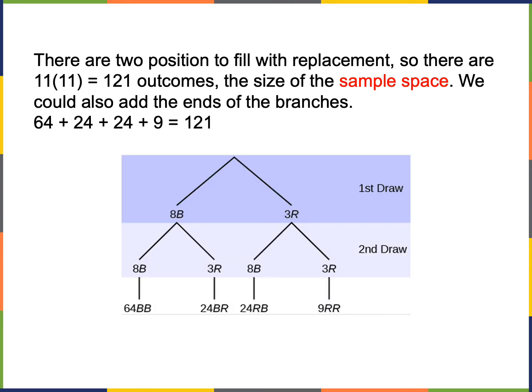Here, there are 2 positions to fill with replacement. So going back to this, how many possible outcomes do I have? I have 11 possible choices for the first draw, and then 11 total possible for the second draw, so that gives me a total of 121 outcomes. Another way to think of it is that you could add these numbers at the end, and that will give you all the possible outcomes. If I add 64 plus 24 plus 24 plus 9, I get a total of 121 possibilities or outcomes.